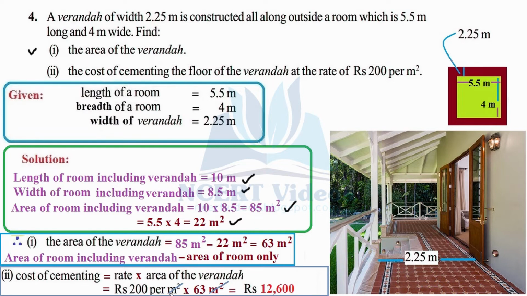Meter square gets cancelled because per means division. So actually it was rupees 200 per m square, so m square got cancelled, and we are left with only rupees. We have to multiply it. So 3 twos are 6 and 6 twos are 12, and fixing 2 zeros, it gives you rupees 12,600 required in order to cement this floor. So that is your second, and that's the fourth.